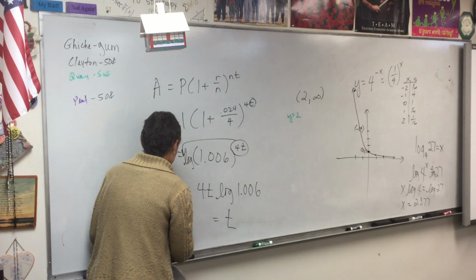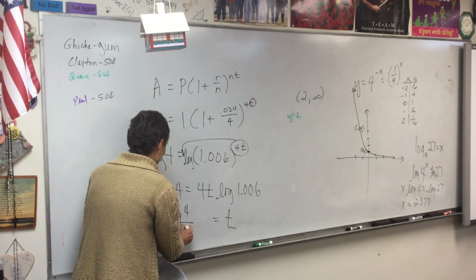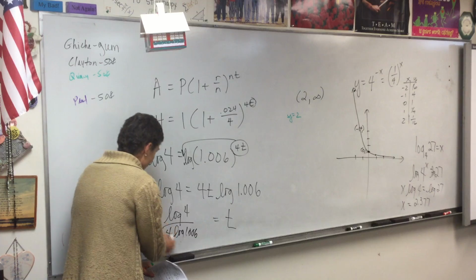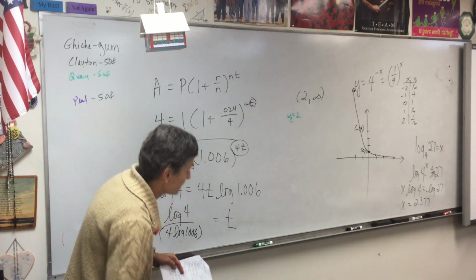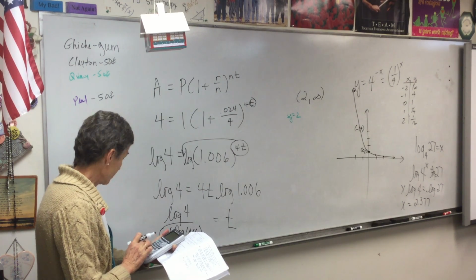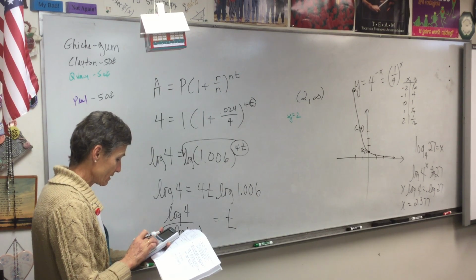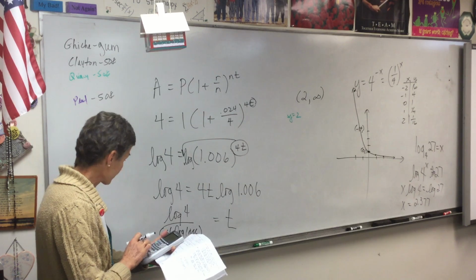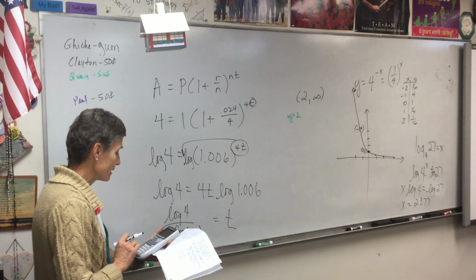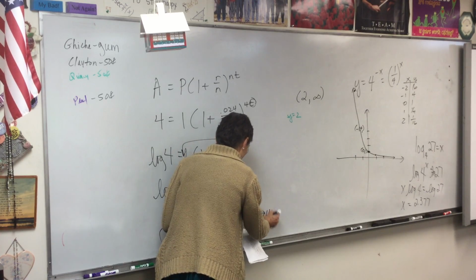When we divide, we're going to take the log of 4 and divide it by 4 log 1.006. Since there are 2 things down there, be sure that when you hit divide, you have parentheses. So the log of 4 divided by parentheses 4 log 1.006. I think I got that all right. Did you get about 57.94 years?